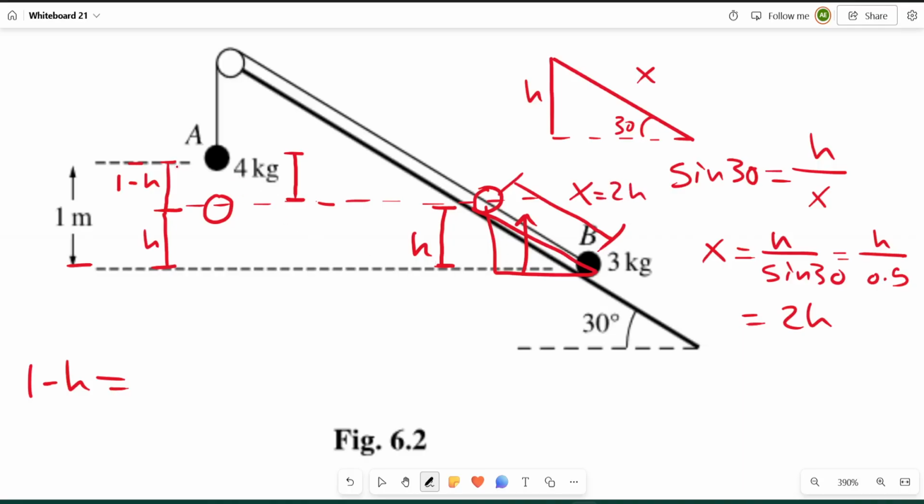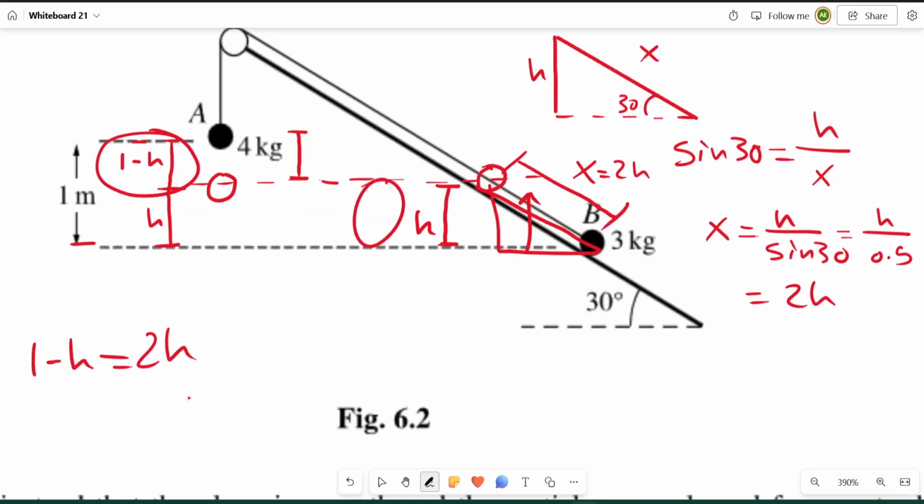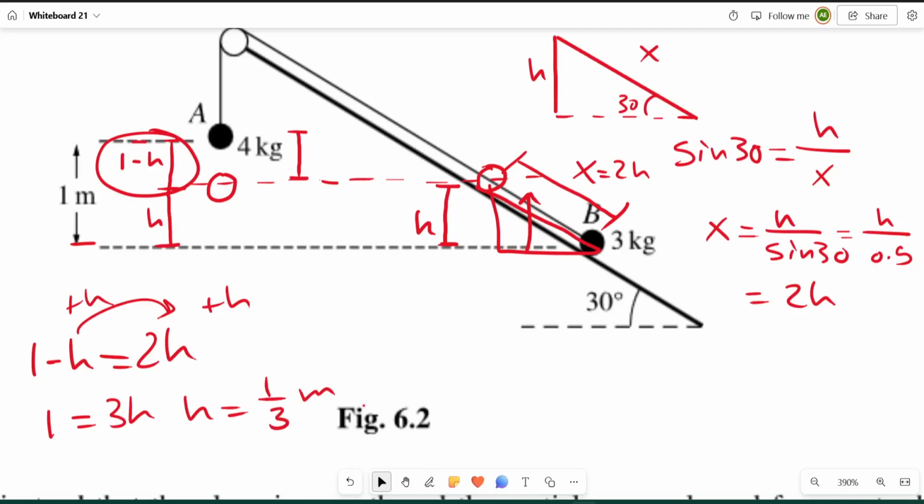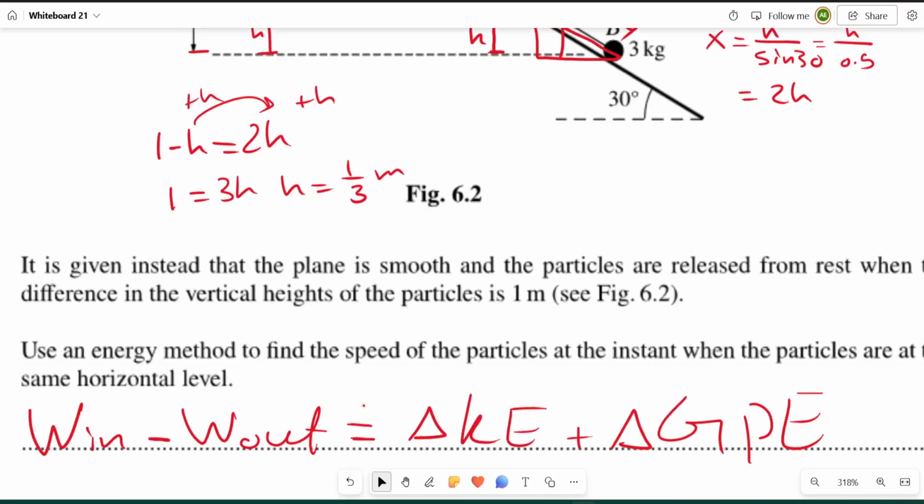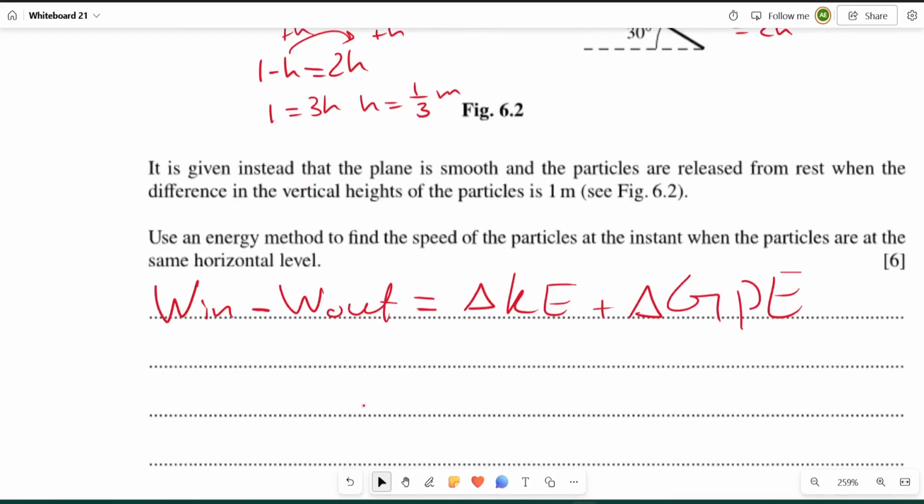And I said that if A moved a distance downward, B must move the same equivalent distance upward. So if A moved 1 minus h, this 1 minus h must be equal to x, which is basically 2h. And from here, I can actually get this distance that moved, h. I'm going to move this to the other side: 1 equals 3h, because I'm going to add h to both sides, 2 plus 1 is 3. So h is basically 1 over 3 meters. This is the interesting part that I wanted you to take care of. So let's write it here, that h is equal to 1 over 3 meter.